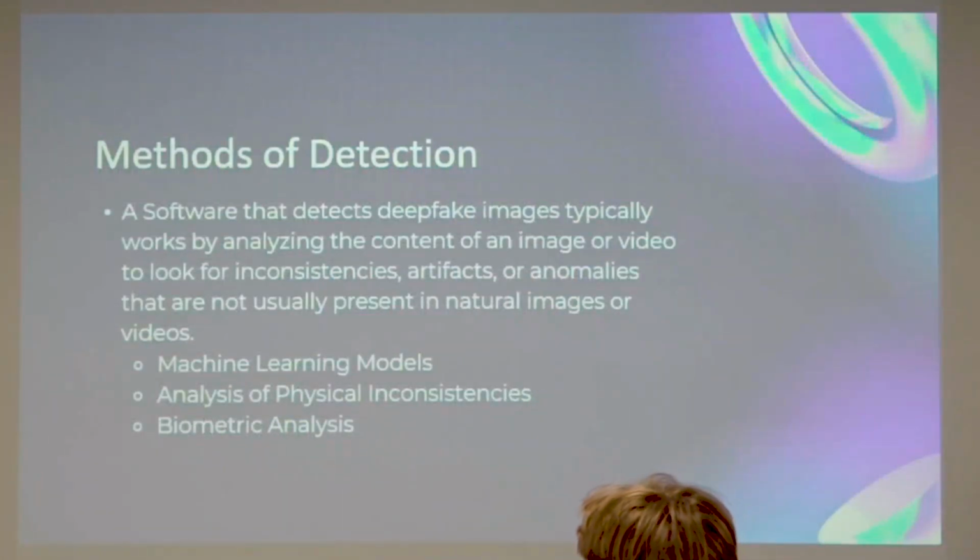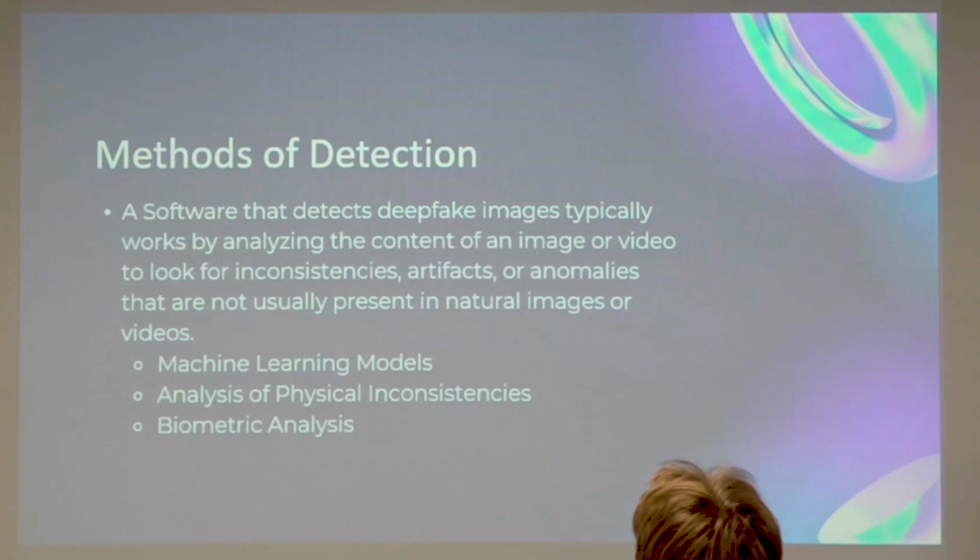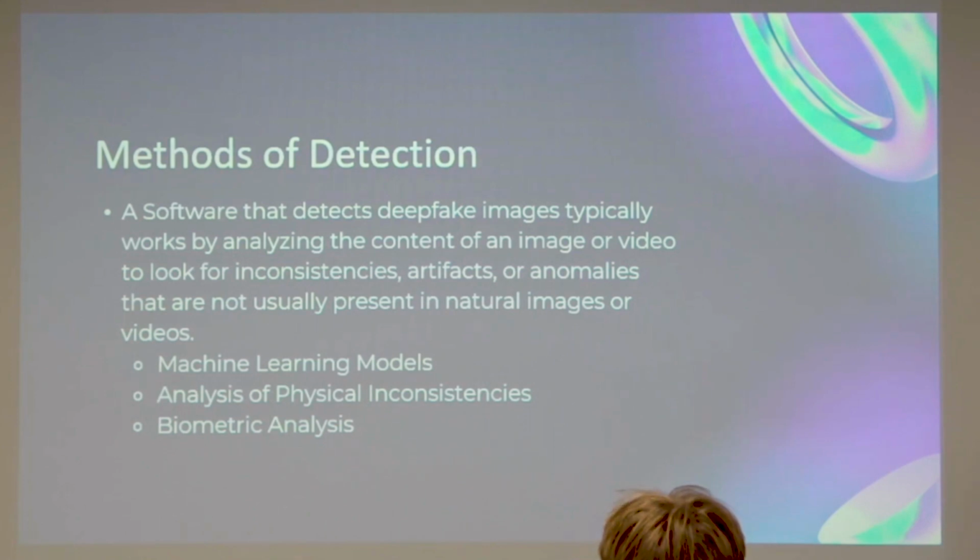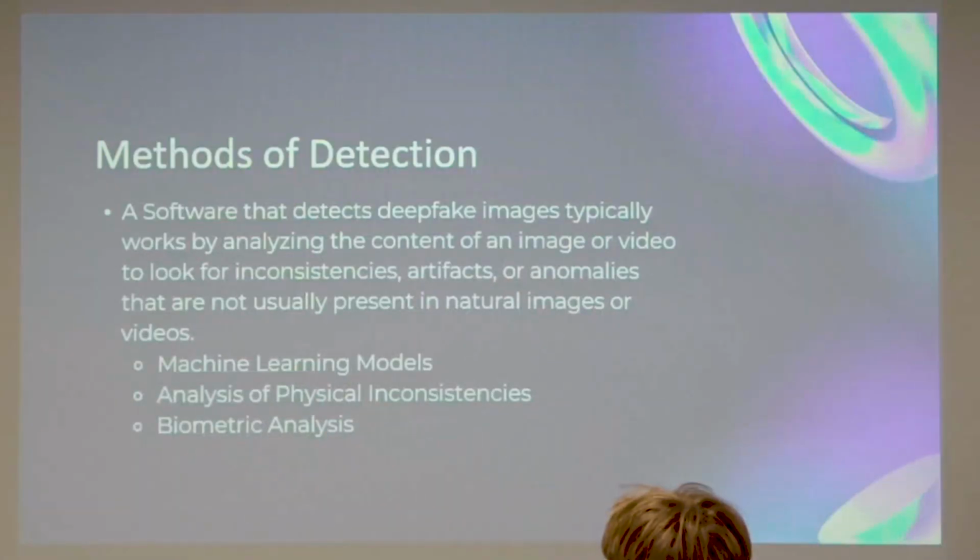Software that detects deepfake images typically works by analyzing the content of an image or video to look for inconsistencies that are not usually present in natural images. Deepfake technology uses artificial intelligence and machine learning algorithms, particularly generative adversarial networks, to create realistic-looking images and videos by superimposing existing images and videos onto source content. To combat these advanced manipulations, deepfake detection software utilizes a few different methods, such as machine learning models, which are trained on datasets containing both real and deepfake images. The model learns to differentiate between the two by recognizing patterns and features that are indicative of deepfakes.